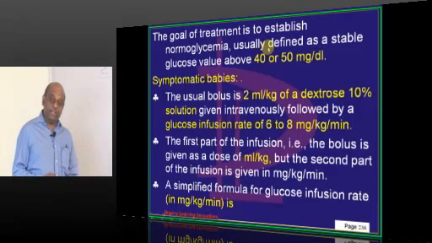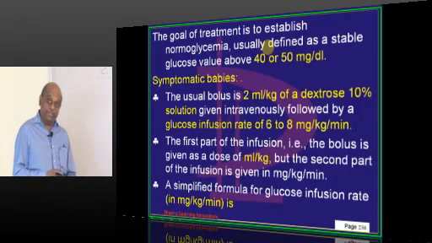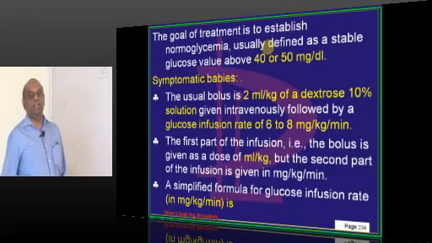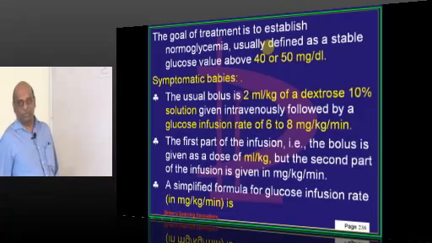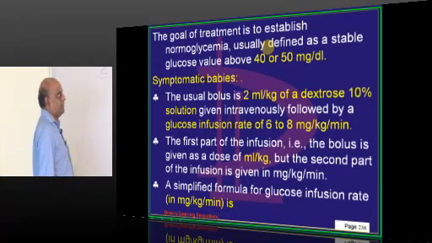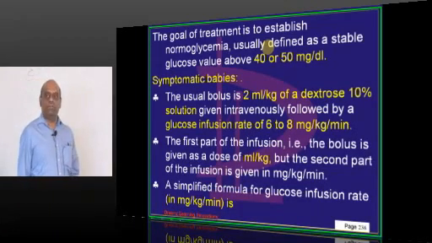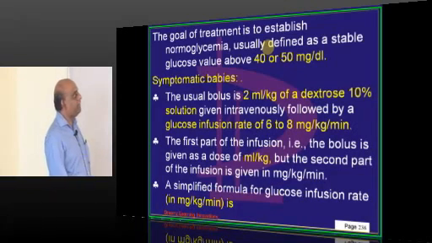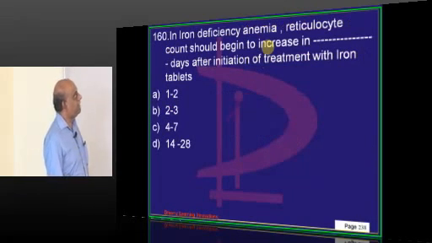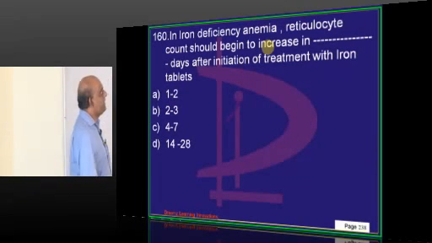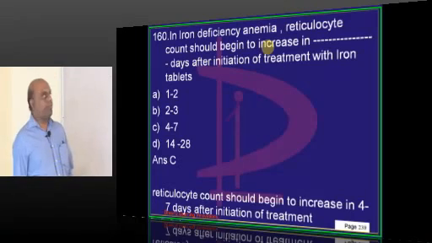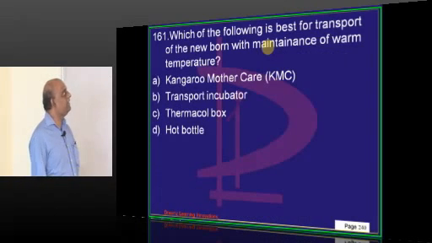There is a difference between the definition of normoglycemia in a newborn baby versus adults. 40 to 50 also is called normoglycemia in a newborn baby, be very sure. So we give 2 ml per kg of dextrose, 10% solution intravenously, followed by a glucose infusion rate of about 6 to 8 mg per kg per minute. In iron deficiency, when will the reticulocyte count increase if you start iron therapy? Typically within about 4 to 7 days after initiation it will increase.